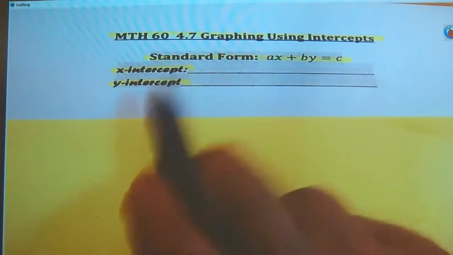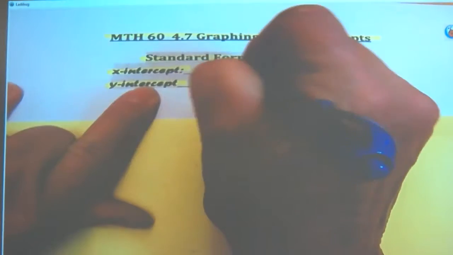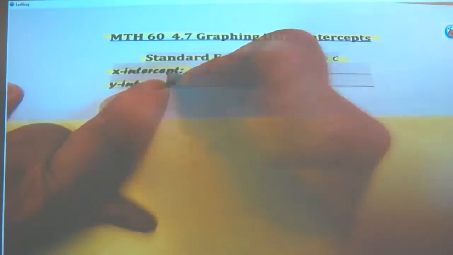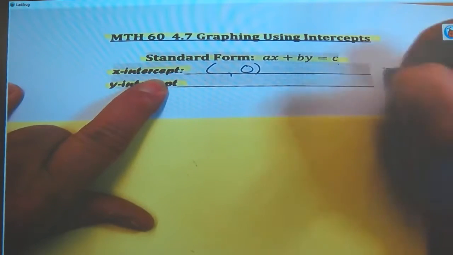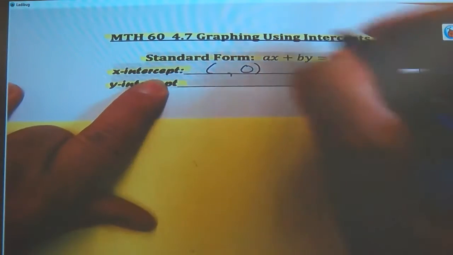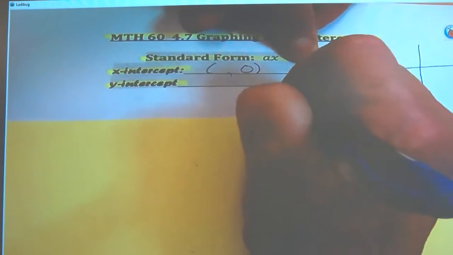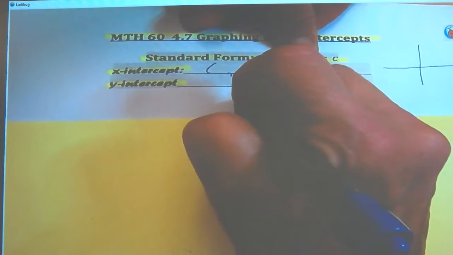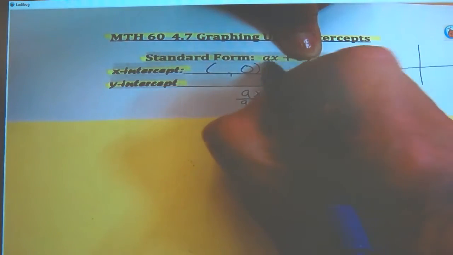the intercepts. So the x-intercept would be when y equals 0. The x-intercept is on this line, that's where y equals 0. So if we put 0 in here, we would be left with ax equals c, and x, if you divide by a, you would get c divided by a. So it's always going to be this number divided by that.